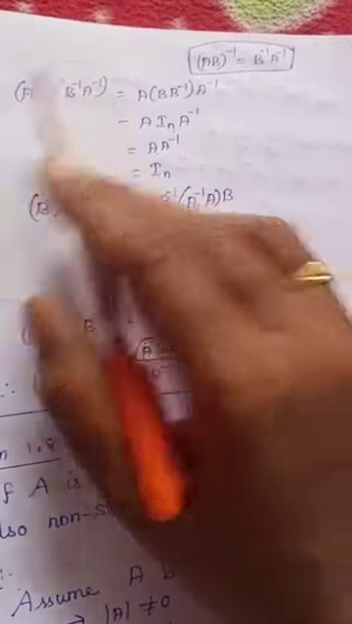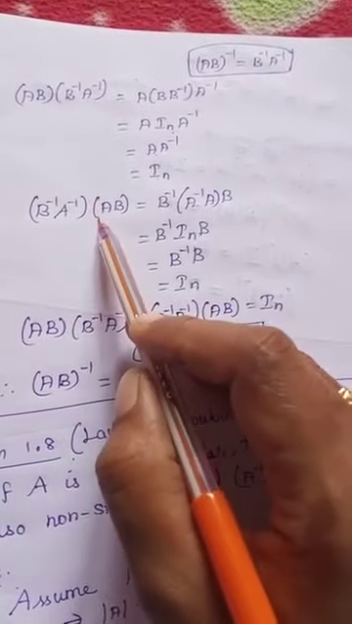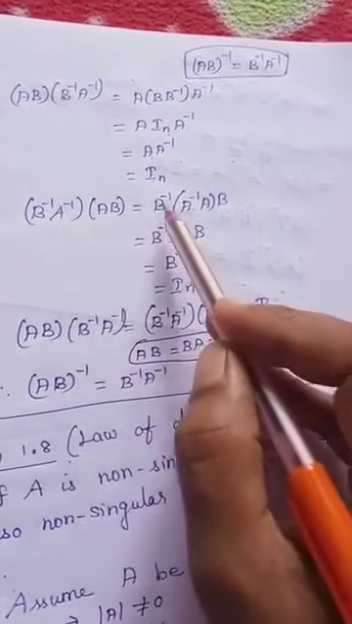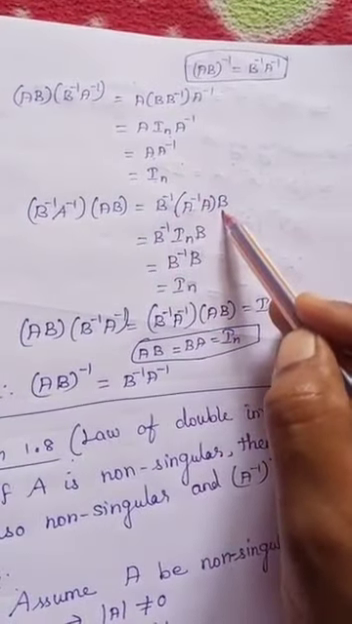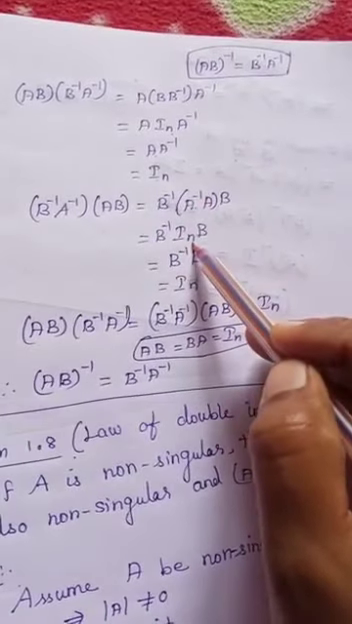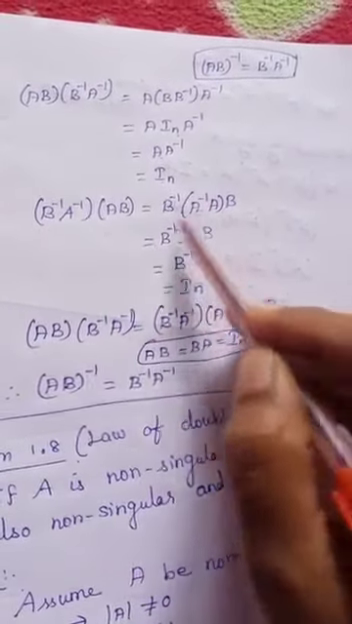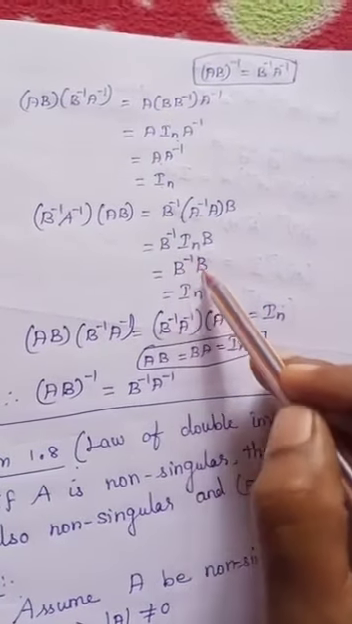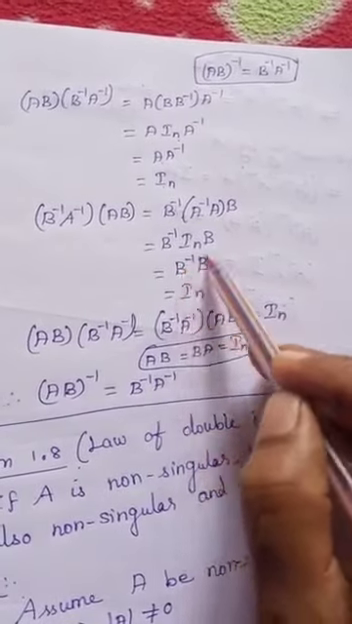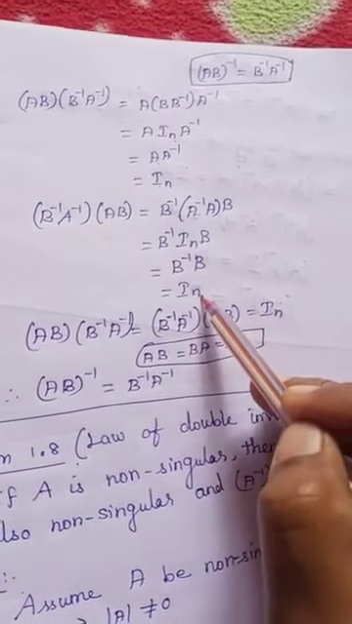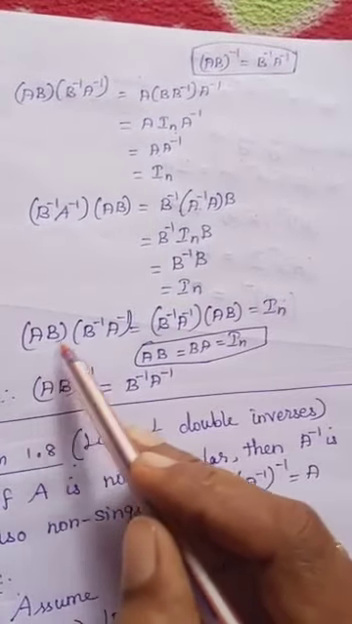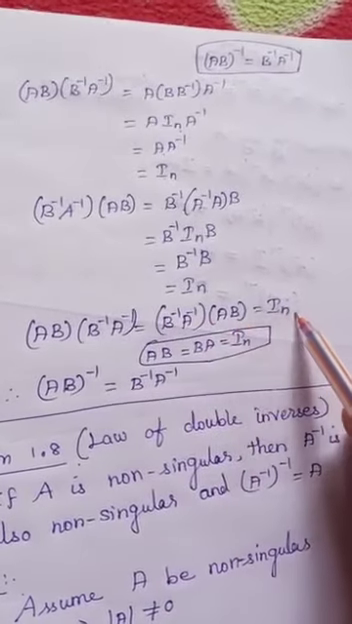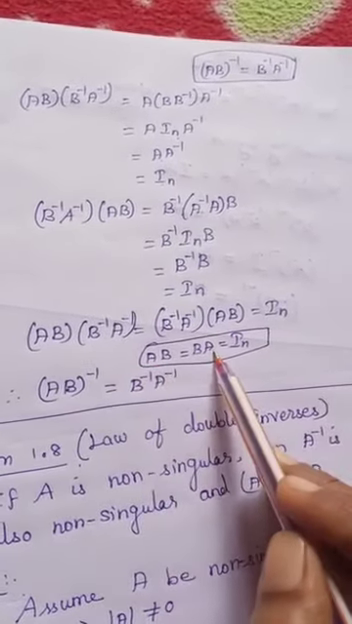Let it be. Now, multiply like this: B inverse into A inverse into AB. Same procedure, change the bracket. B inverse into A into B. A inverse into A is In. Now, again we know that when we multiply with the identity element, we will be getting the same matrix, that is B inverse into B. Again, we have to use the inverse property, that is In. So, what we have got? AB into B inverse into A inverse equal to B inverse A inverse into AB is equal to In.